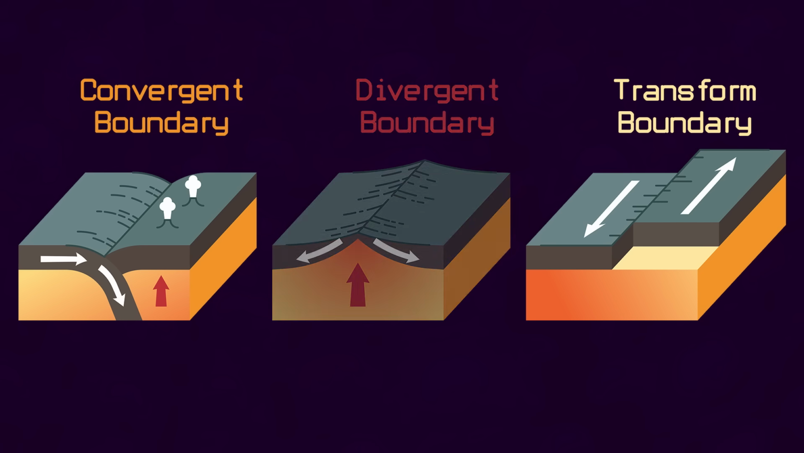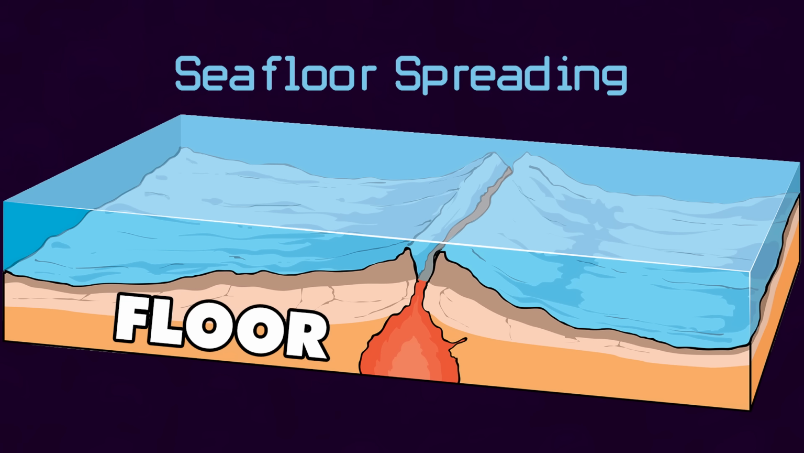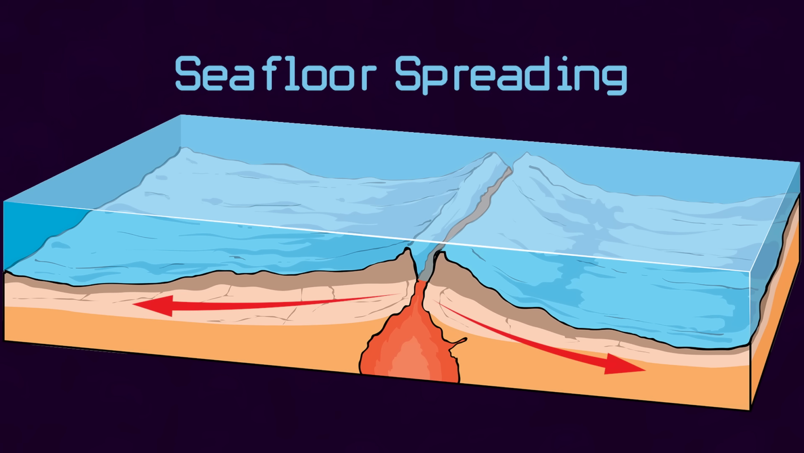When a divergent boundary forms at the bottom of an ocean, we get what's called sea floor spreading, right? The floor of the sea is spreading apart from each other. Magma rises to the surface and fills the gaps as the plates separate, which can create a ridge, which is kind of like a mountain range.